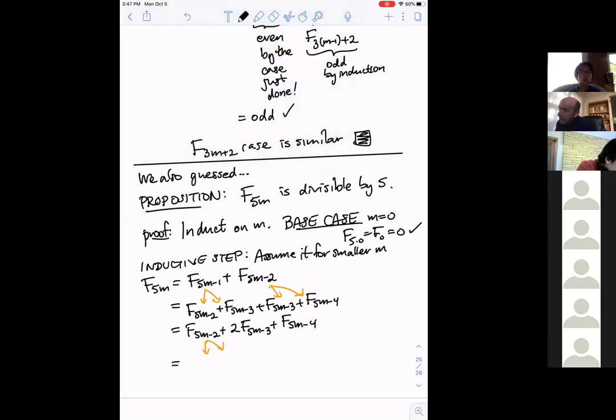And what happened? I'm going to start combining the coefficients. When I write it as a sum of 2 terms, I get a F sub 5M minus 3 that combines with that 2 times F5M minus 3. So I'm going to get a 3 times F5M minus 3. What else am I going to get? I'm going to get a 5M minus 4 that combines with that 5M minus 4 on the right. And yeah, next thing I get is 2 times F5M minus 4.